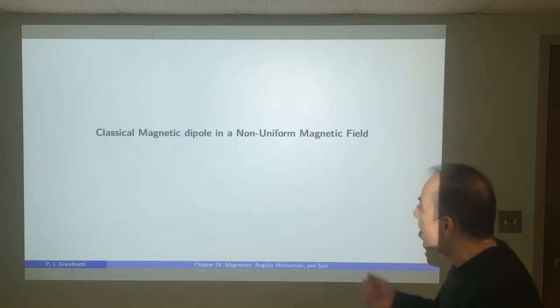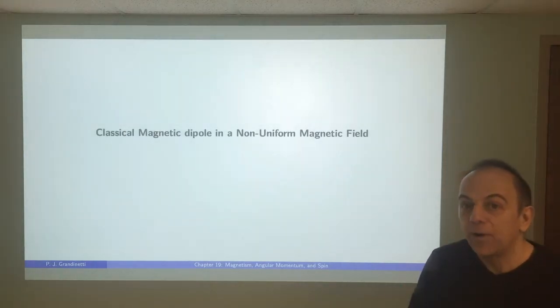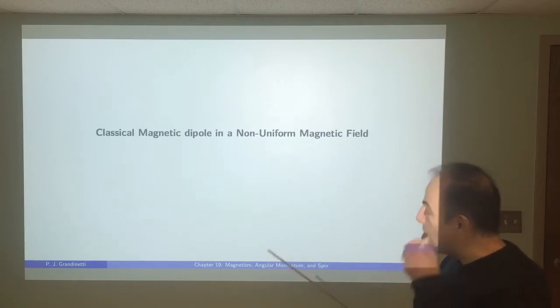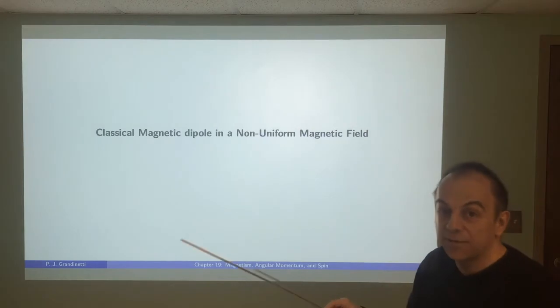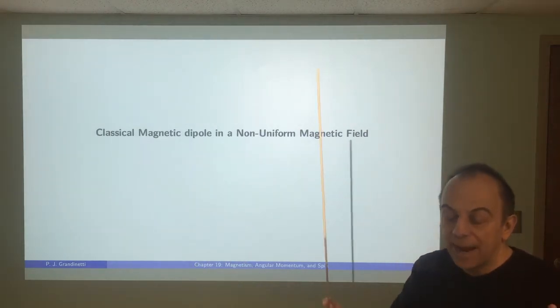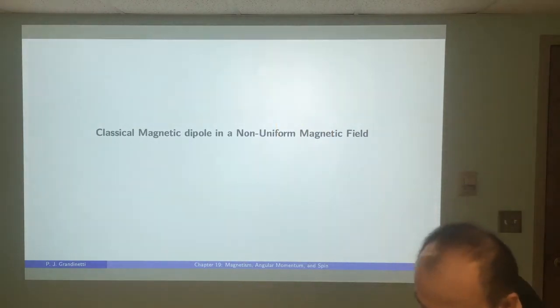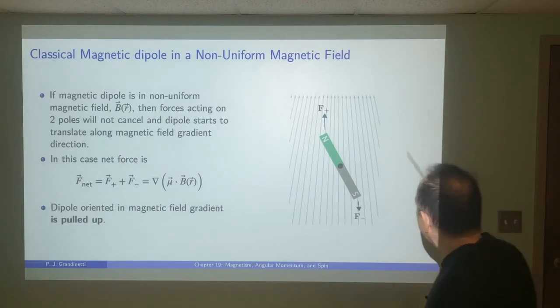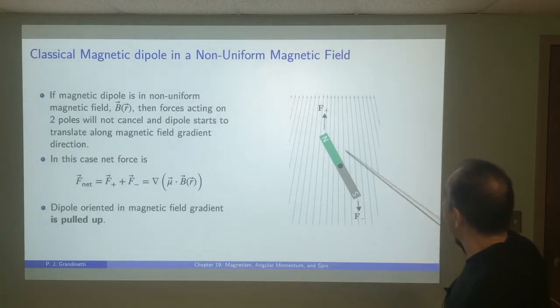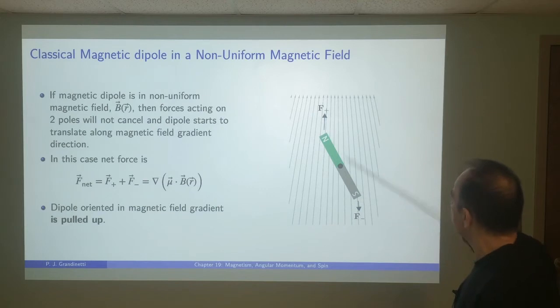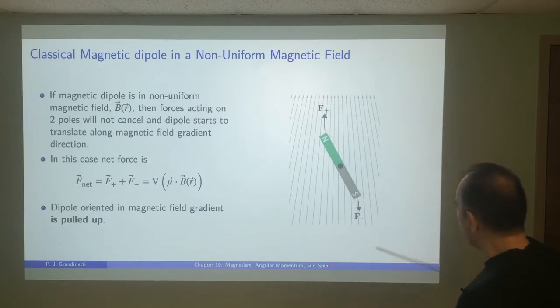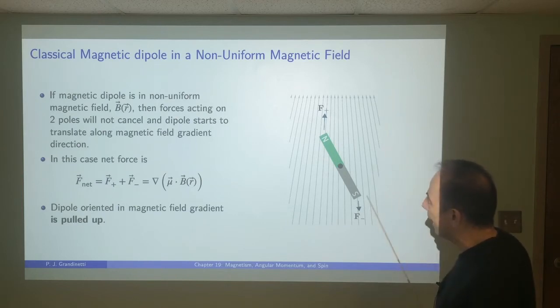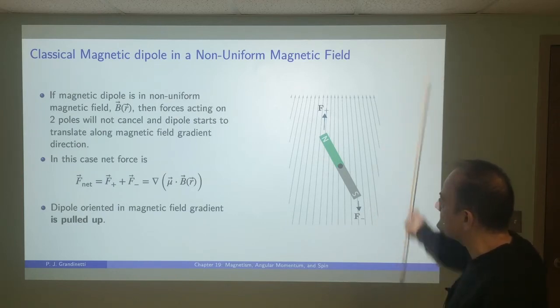So next we're going to look at what happens if you take a magnetic dipole moment and place it in a non-uniform magnetic field. In all the cases we've considered before, the magnetic field was completely uniform. By a non-uniform magnetic field, I mean that the field lines are changing: the density of the field lines gets tighter at the top and looser at the bottom. So this is a magnetic field gradient along the z direction here.